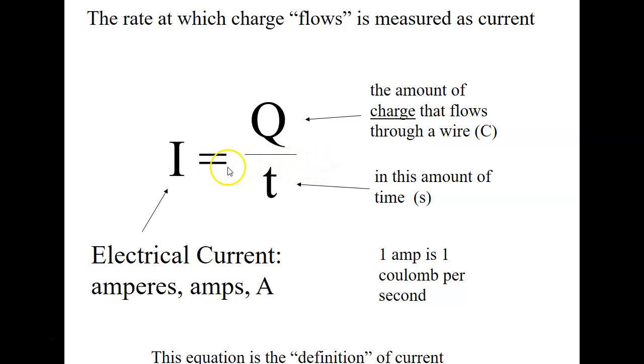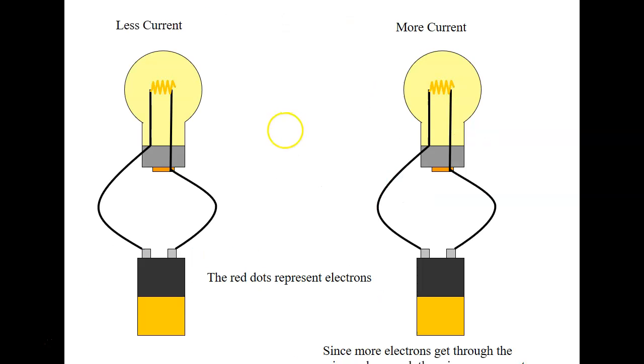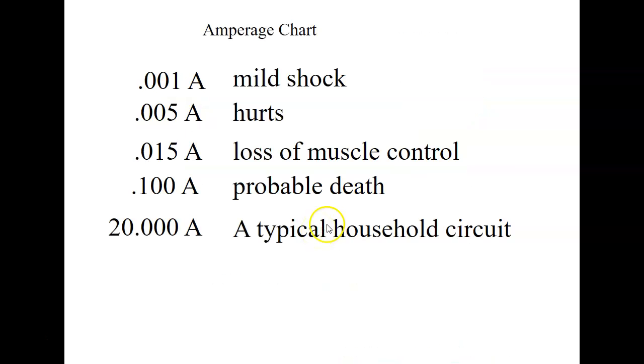But the equation is I equals Q over T, and just like in the last unit, Q refers to charge, so it's the rate of charge flowing. So it's a fairly simple concept. If we think of electrons flowing through a wire, basically the faster they flow, the more electrical current there is.